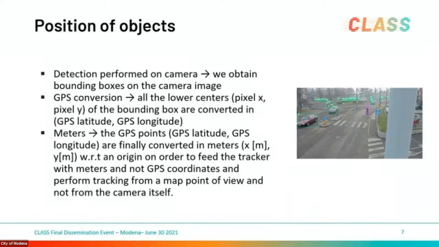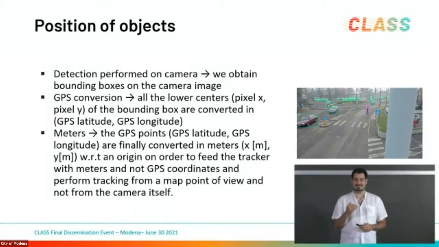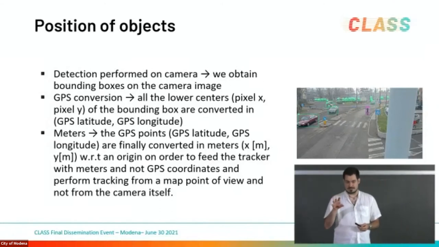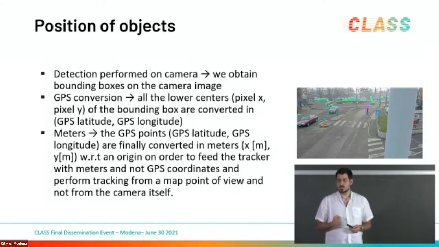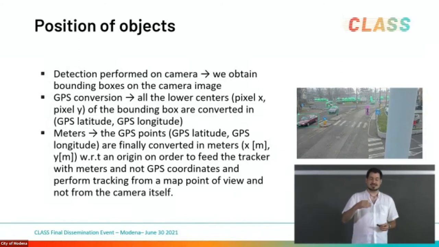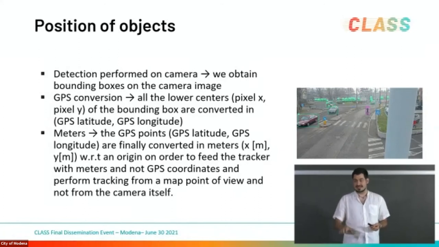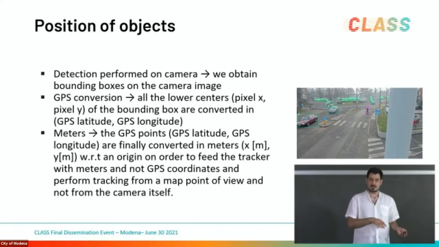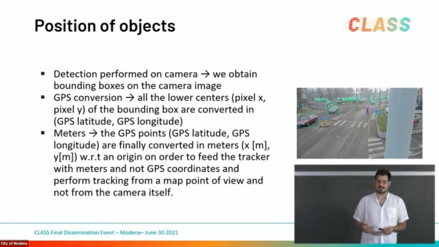So the first thing that we do is that we detect all the possible road users, which can be cars, pedestrians, bicycles, buses, car trucks, and so on. Being able to detect this, then we obtain the bounding boxes on the camera image. Then from these bounding boxes, we can obtain the GPS position of the object. Why is that? Because we can assume that the lower part of the bounding box is where the object is touching the ground, and therefore the plane of the ground can be converted with its own GPS latitude and longitude with a homography matrix to the correct GPS.